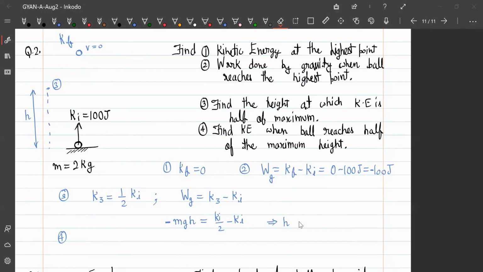So here, what is the value of h you are getting? What is the value of h? Anyone? 2.5. mg हो जाएगा 20 and 40. Yeah, h will be 2.5.